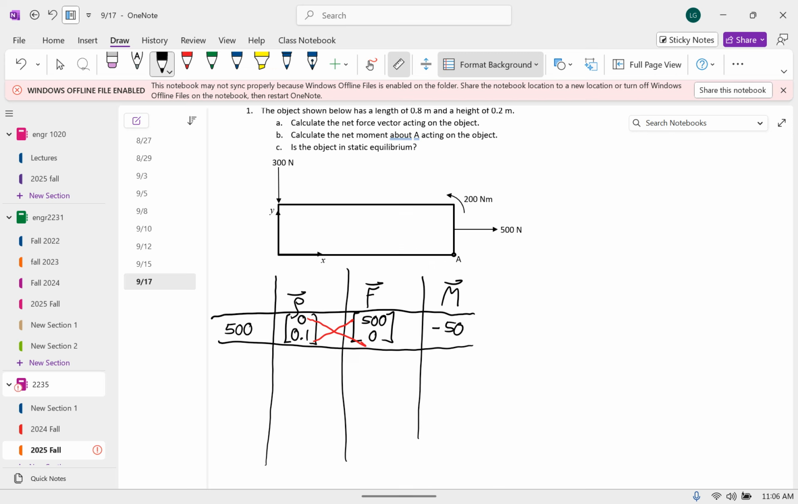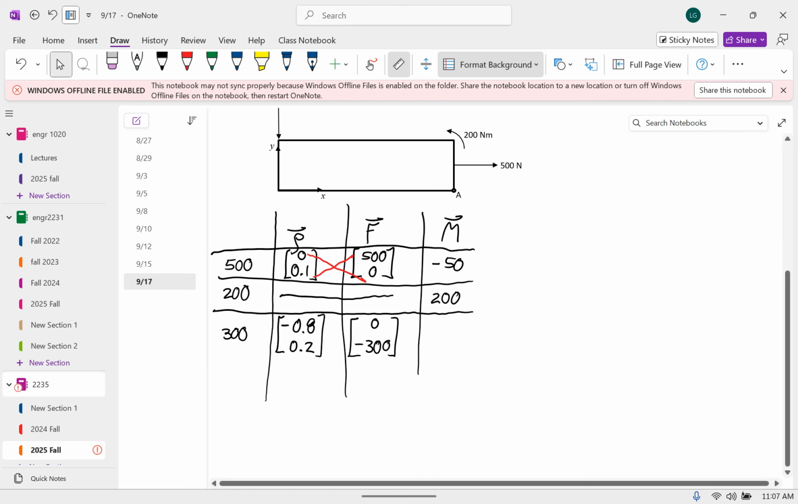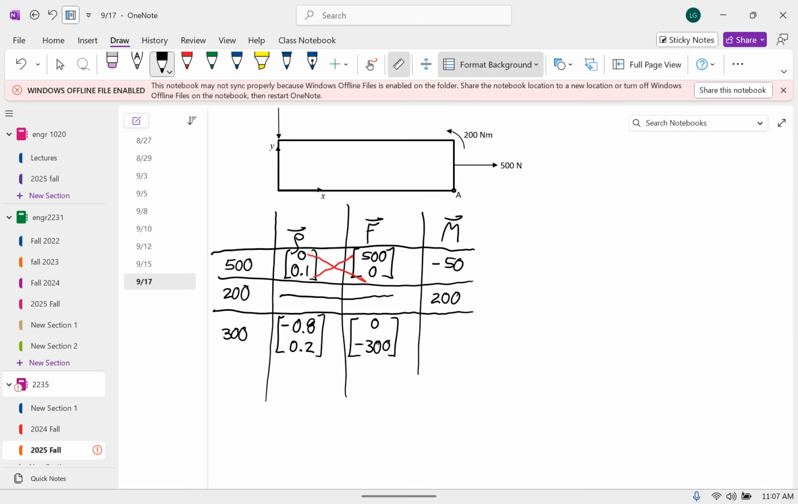Then I guess I'll do the 200 Newton meter couple. For couples, we don't care about these. And so the only thing you have to think about is, is it positive or negative? This is counterclockwise. So this is positive 200. Counterclockwise is positive, clockwise is negative. And then last is the 300. From A to where that 300 is applied is negative 0.8, positive 0.2. The force is 0, negative 300. And so that should be 240 positive. Okay.